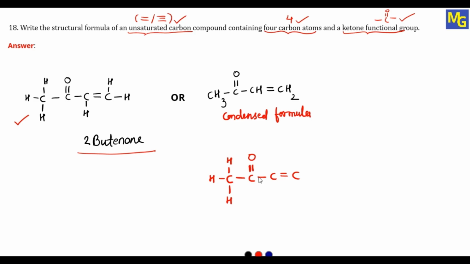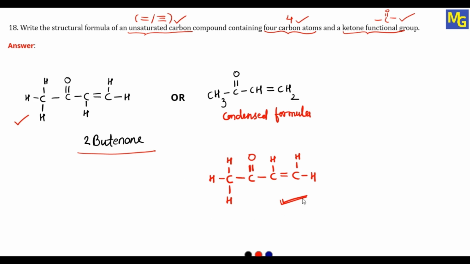For the next carbon we have 1 bond, here we have 2 bonds, 1 more bond is required, so we will write it H. And for the last carbon, already 2 bonds are there, another 2 hydrogens we require. So this is H and this is H. So this is the structural formula for this unsaturated carbon compound.